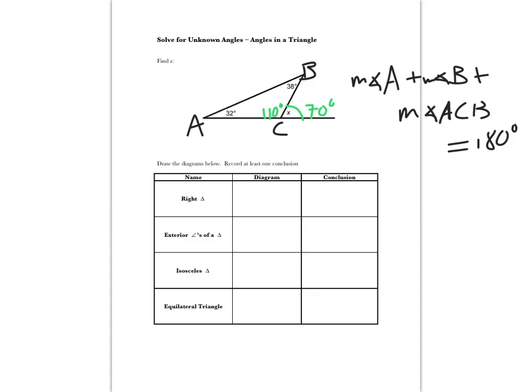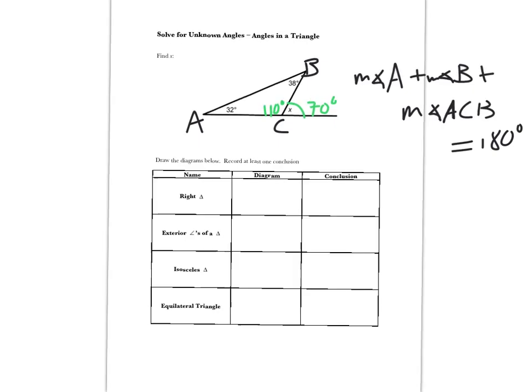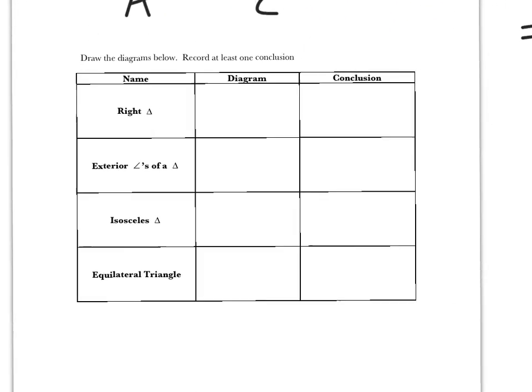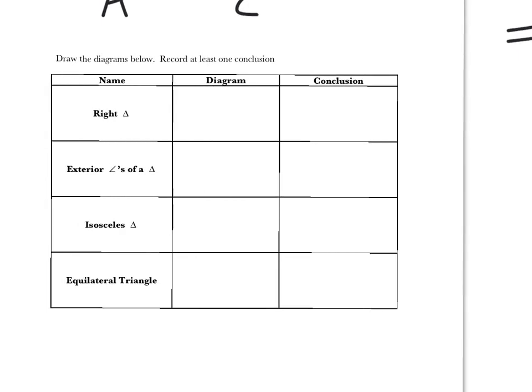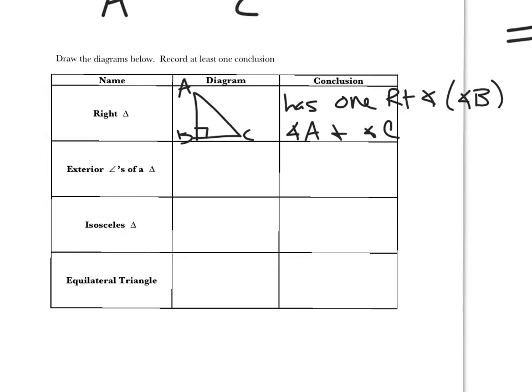Now the table below that picture has 4 types of triangles that I want you to consider drawing and see if you can come up with a conclusion for each of them. And for the right triangle, you see a triangle ABC with a right angle at B. Conclusion is every right triangle has one right angle, in this case it's B. And then knowing that there's 180 degrees in a triangle, that leaves us with 90 degrees left for A and C, meaning angle A and angle C are also complementary.